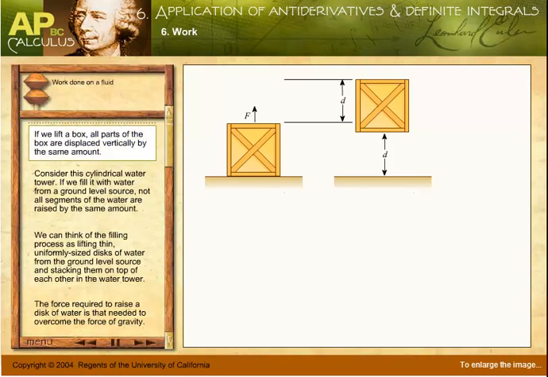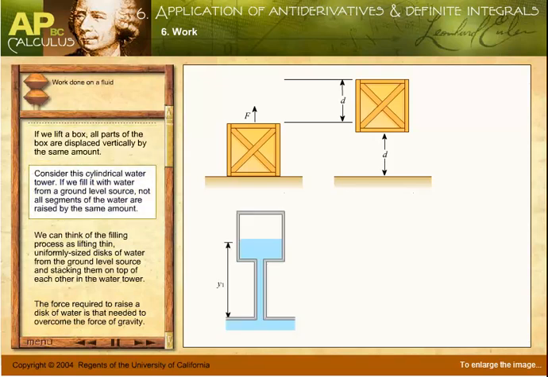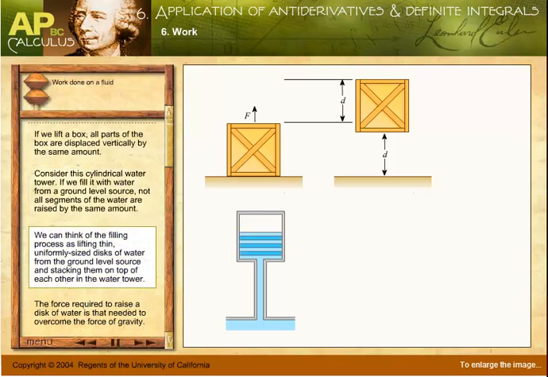If we lift a box, all parts of the box are displaced vertically by the same amount. Consider this cylindrical water tower. If we fill it with water from a ground level source, not all segments of the water are raised by the same amount. We can think of the filling process as lifting thin, uniformly sized discs of water from the ground level source and stacking them on top of each other in the water tower.